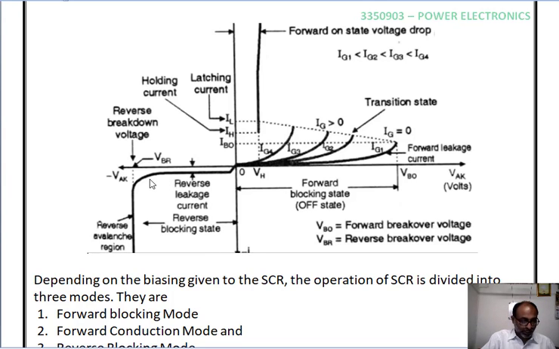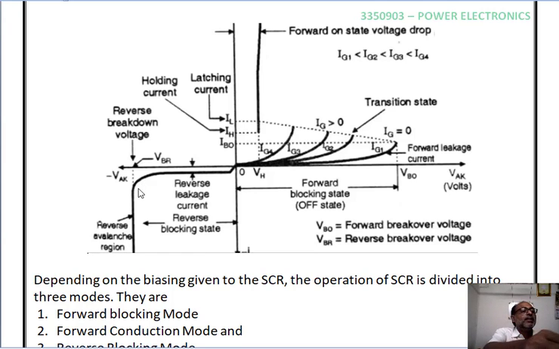Now due to this reverse voltage, the SCR goes into a blocking region. There is some leakage current passing through this SCR. Here you can see this is the leakage current passing during the reverse blocking mode. Its value is very small.